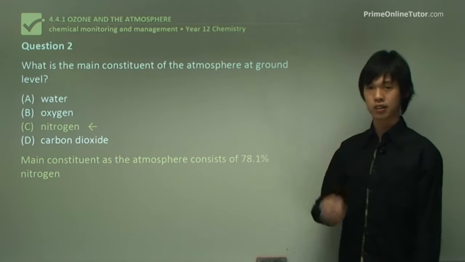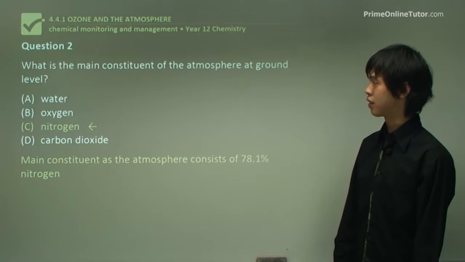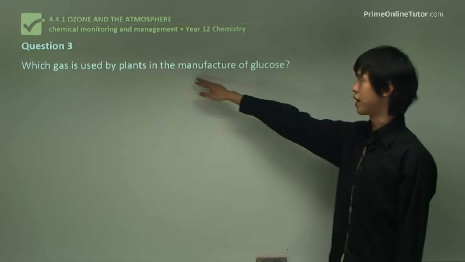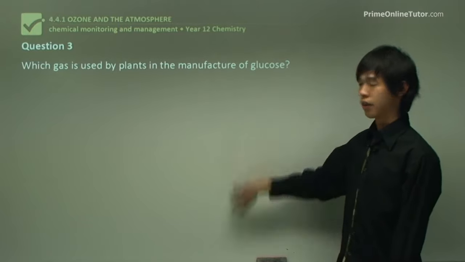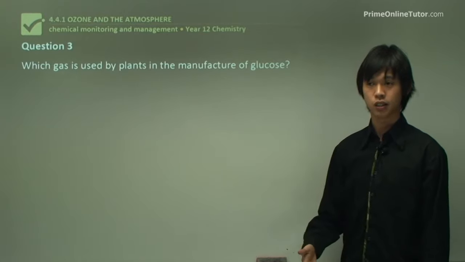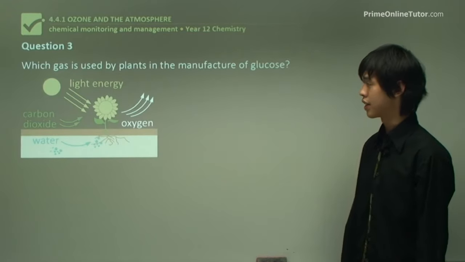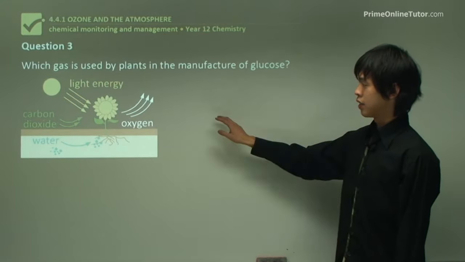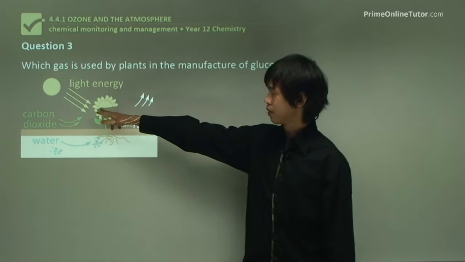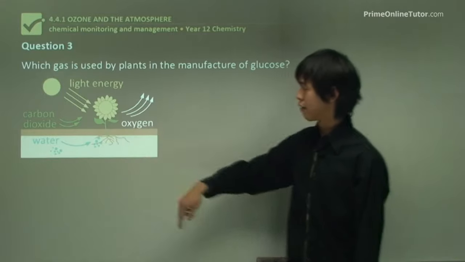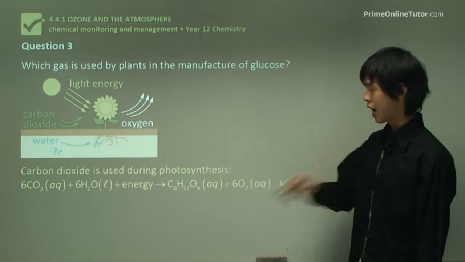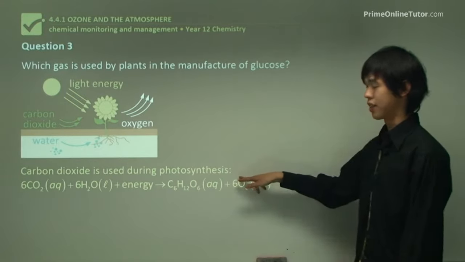So again, if this is okay, we'll move on to question 3, which is, which gas is used by plants in the manufacture of glucose? So this process, we look back at the various things that we've talked about, which in this case, specifically photosynthesis. So here's our diagram. So we have water, which is not a gas, which comes in, light, which is also not a gas, and finally we have carbon dioxide, which is a gas.